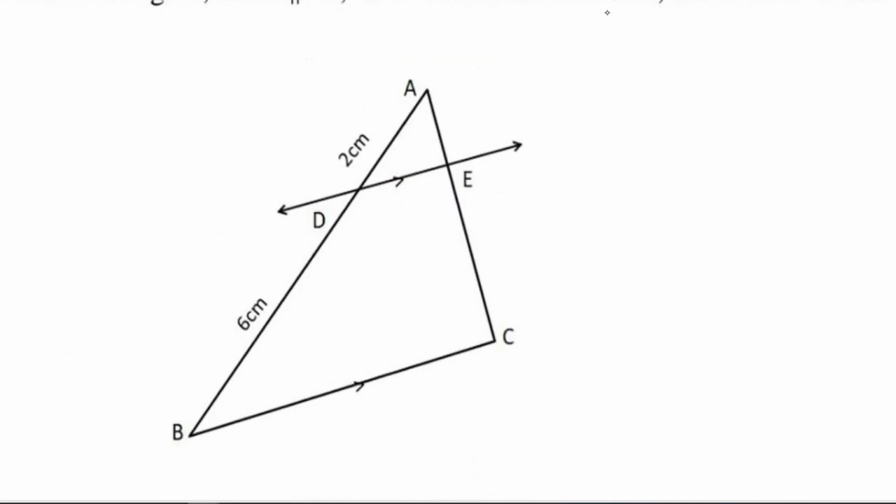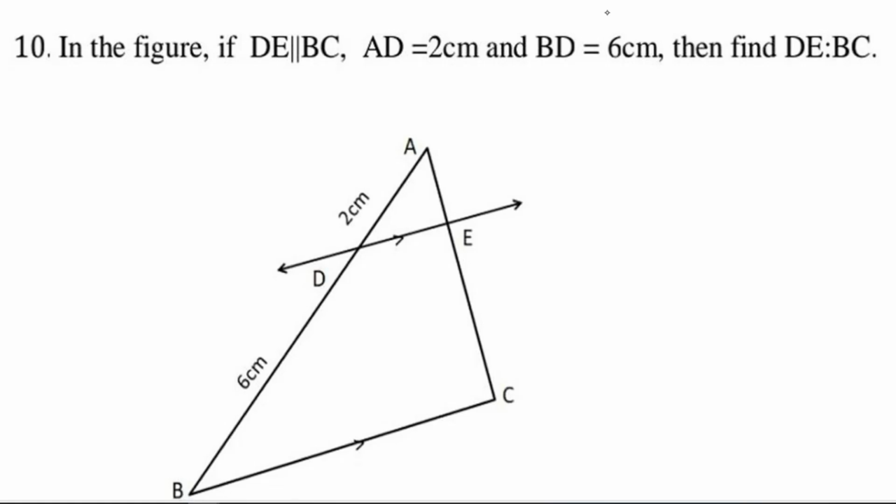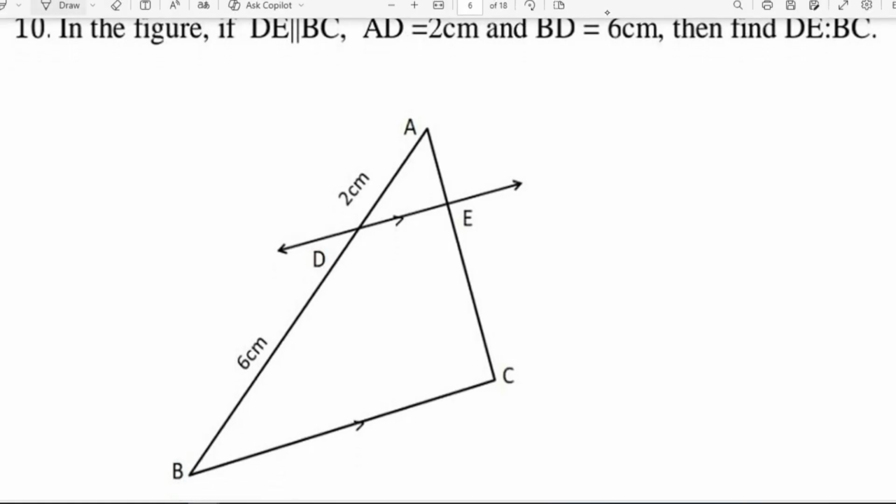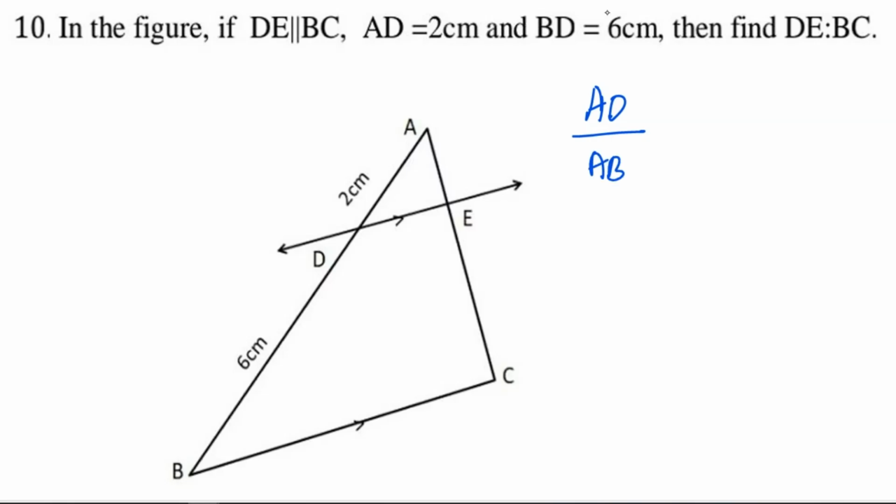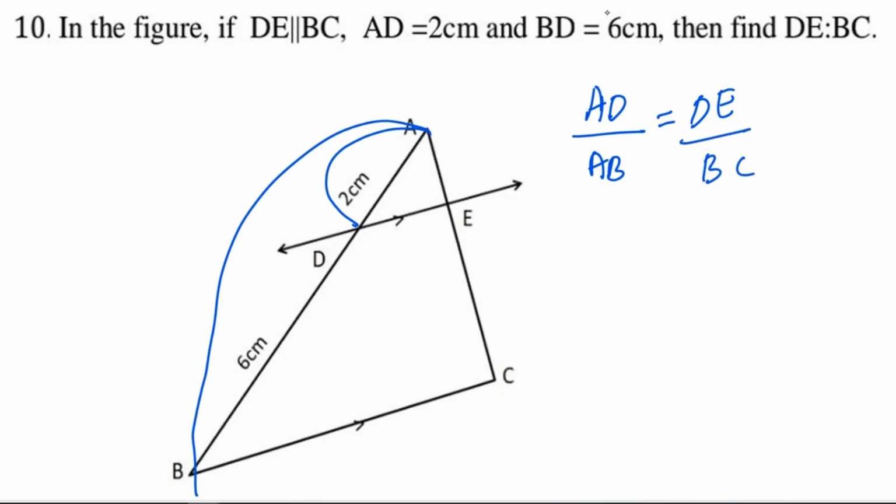Then the next one. In a triangle, DE is parallel to BC, AD is equal to 2 centimeter, BD is equal to 6 centimeter. Find DE is to BC. So here we can write AD divided by AB equals DE divided by BC.